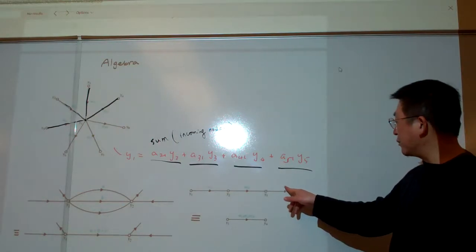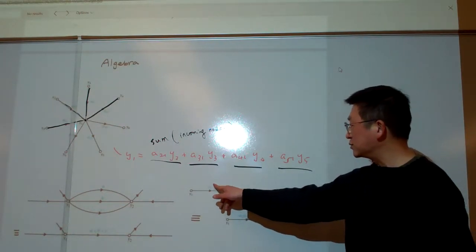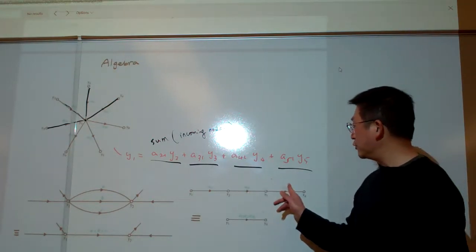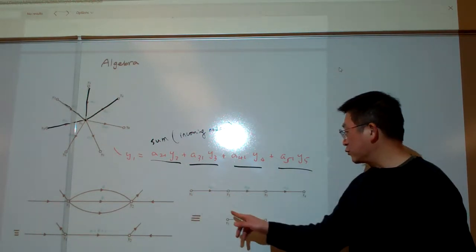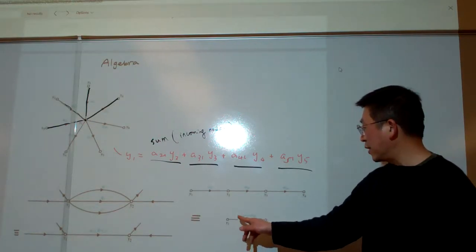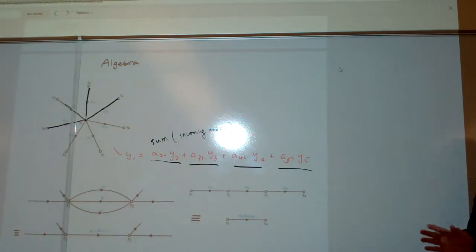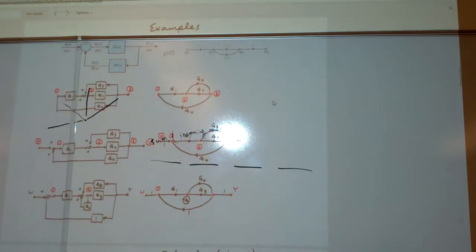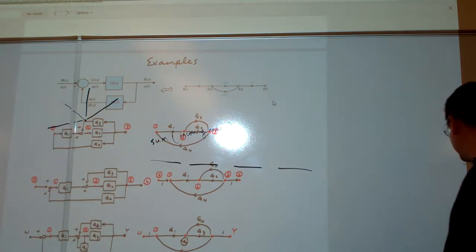For this one, Y4 equals this gain multiplied by this node, in turn multiplied by this gain to this node, in turn multiplied by this gain to this node. So basically Y4 equals the multiplication of the 3 gains multiplied with Y1. So that means Y4 to Y1 we can simplify to this. Very easy. This kind of multiplication algebra is the same as the block diagrams.